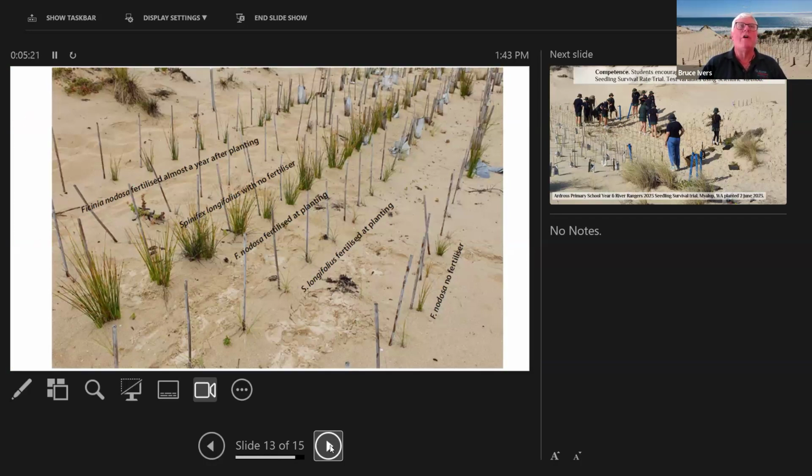So you can see going from the top left, a row of seedlings that got a fertiliser tablet a year after planting, and they're Ficinia nodosa. The next row across is Spinifex longifolius with no fertiliser, and you can tell because you can hardly see them. And then the third row, the biggest, healthiest looking seedlings, are Ficinia nodosa with a fertiliser tablet at planting. The next row across is Spinifex with fertiliser at planting, much healthier than without, but not particularly big plants. And then finally on the right, Ficinia with no fertiliser.